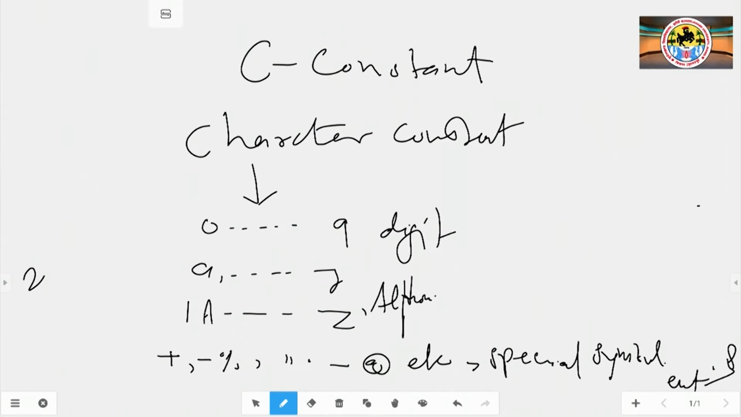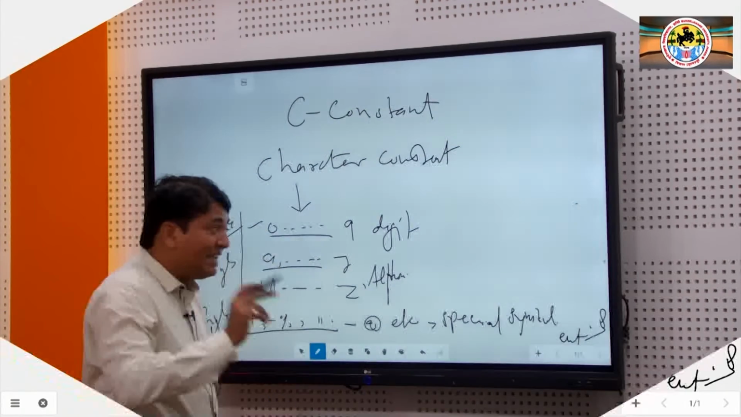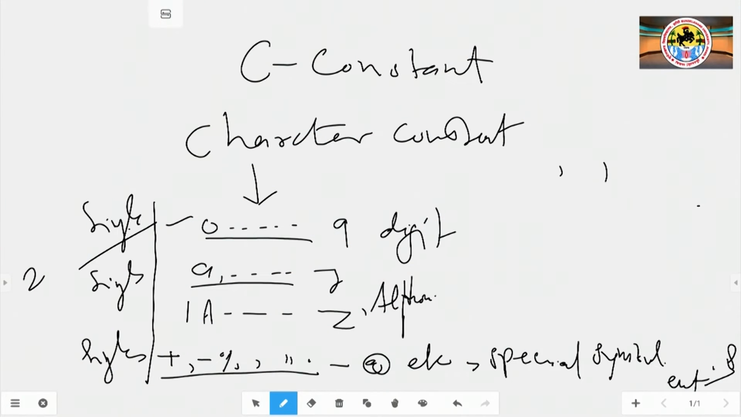Now, we can write any single digit. Whenever we write a character constant, we have to keep this in mind: the digit should be single, the alphabet should be single, or any special symbol should be single. We include any digit, any alphabet, and any special symbol, single, in single inverted commas, and that is known as the character constant. This is the symbol for the character constant.